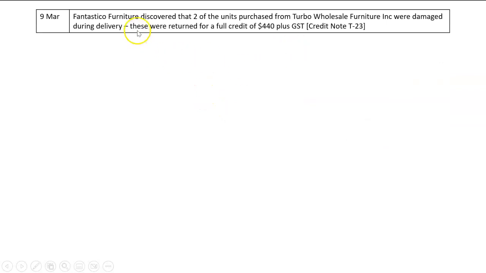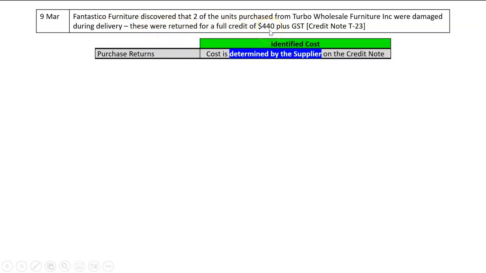9th of March, Fantastico Furniture discovered that 2 of the units bought from Turbo Wholesale the day before were damaged during delivery. These were returned for a full credit of $440 plus GST. Credit note T23. Now, this is the only one that's an exception with identified cost is for a purchase return. It says the cost is determined by the supplier on the credit note.